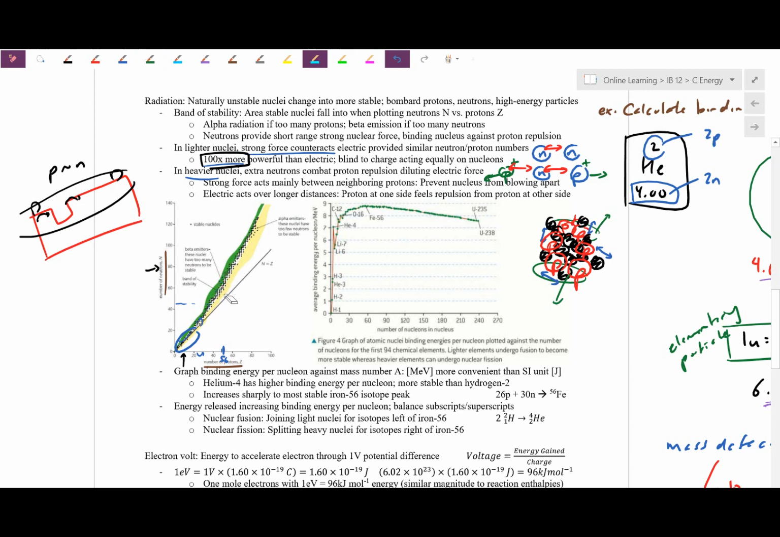So what we end up with here is something called the band of stability. We have our stable elements up until uranium. Although not exactly the same number of neutrons and protons, they exist somewhere within this band I'm highlighting in purple.